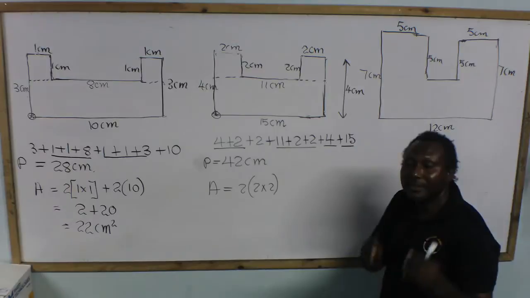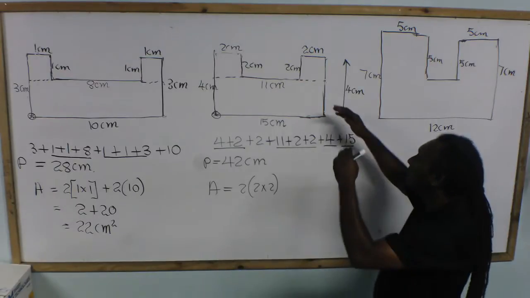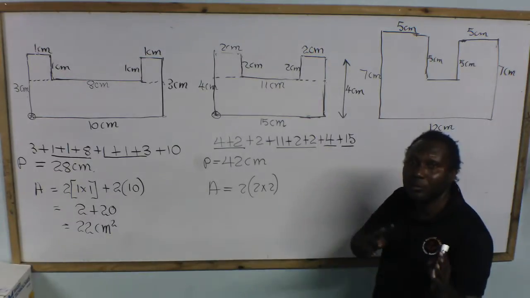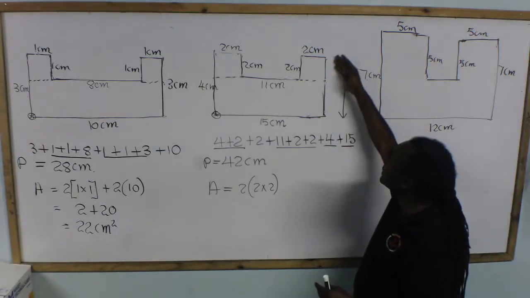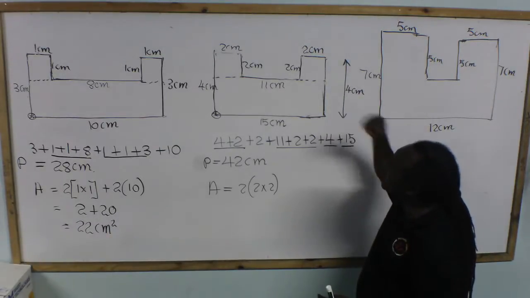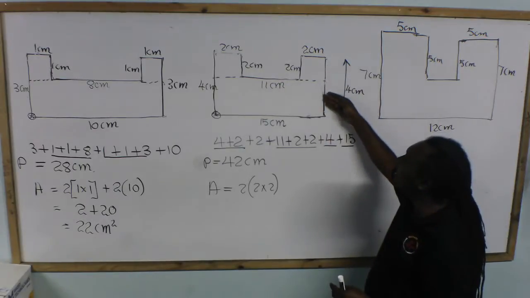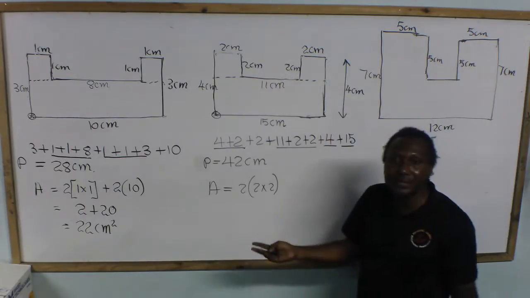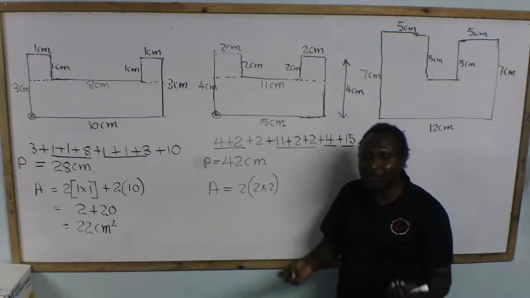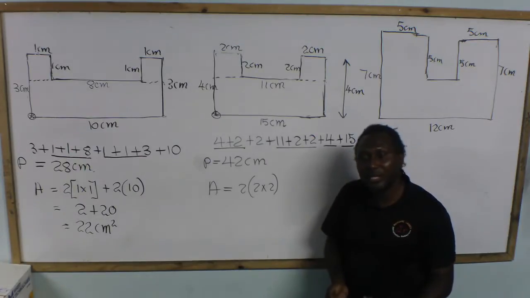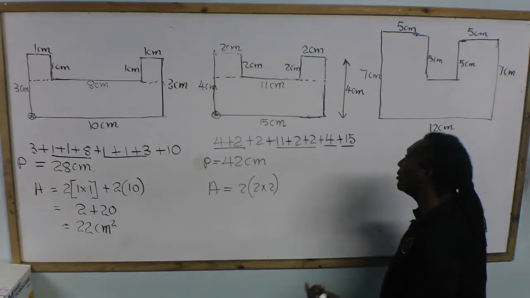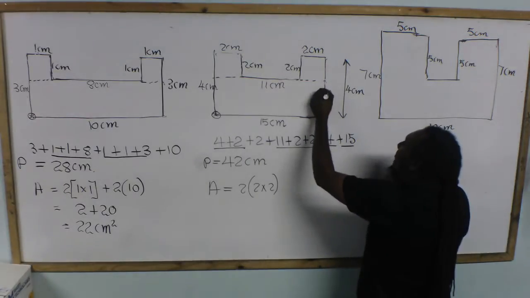So we are making use of a diagram that is not drawn to scale. Therefore, the length will not look proportionate. For example, look at this. This is 4. Here is 2. But we can see with our naked eyes that this seems to be shorter than this, although both of them are 2 centimeters. And that is because the diagram is not drawn to scale. But it is 2 centimeters nonetheless.